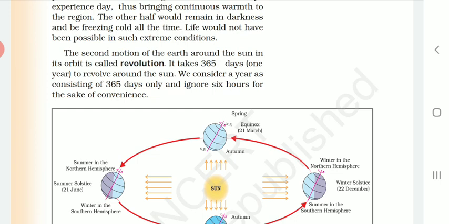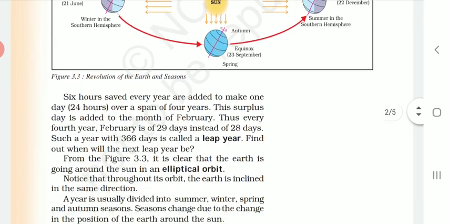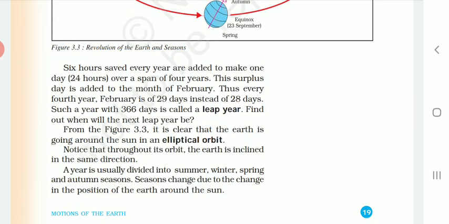We consider a year as consisting of 365 days and we ignore 6 hours, because the earth does not move around the sun in only 365 days. It moves around the sun in 365 days and 6 hours. So for convenience we ignore the 6 hours, and these 6 hours saved every year are added to make one day.